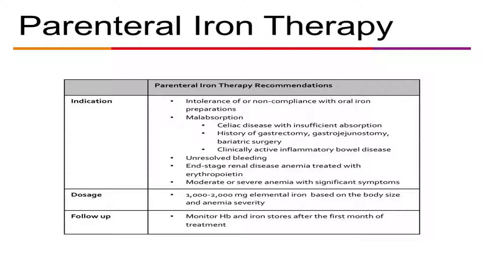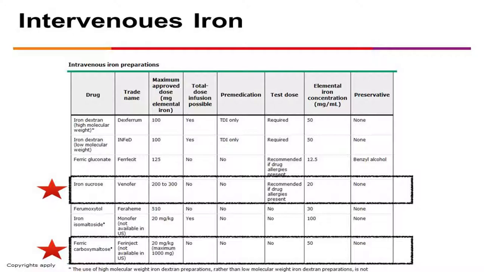And the dosage for a parenteral preparation is usually between 1,000 and 2,000 milligram of elemental iron. We should monitor follow-up hemoglobin and the iron stores, usually after 1 to 2 months of giving the IV iron. How often is it given? It depends on the preparation.